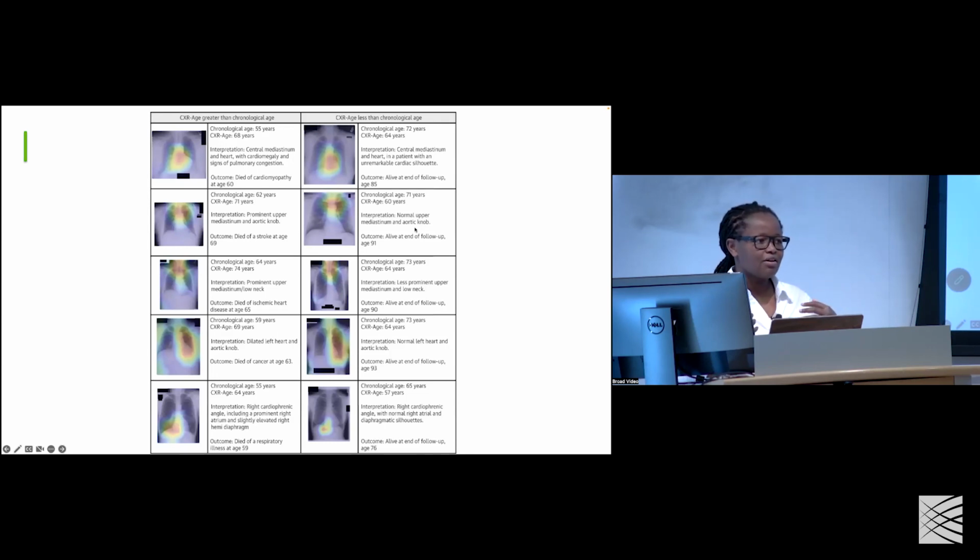So you're aging slower, you're young. Your biologic age is younger than your chronologic age. All these patients are alive at the end of their follow-up. And these are patients where your chest X-ray age is older, so you're aging faster, you have a higher biologic age, who are dead by the end of follow-up.